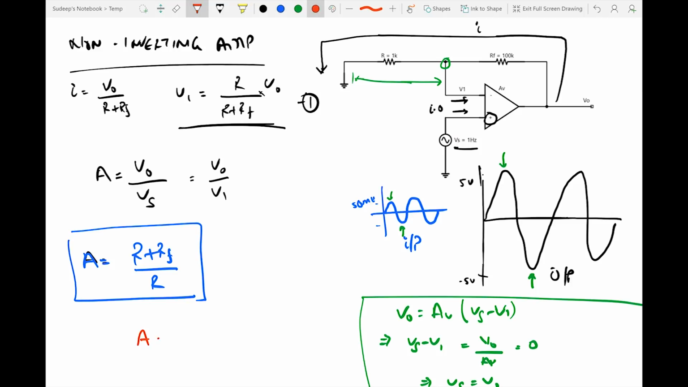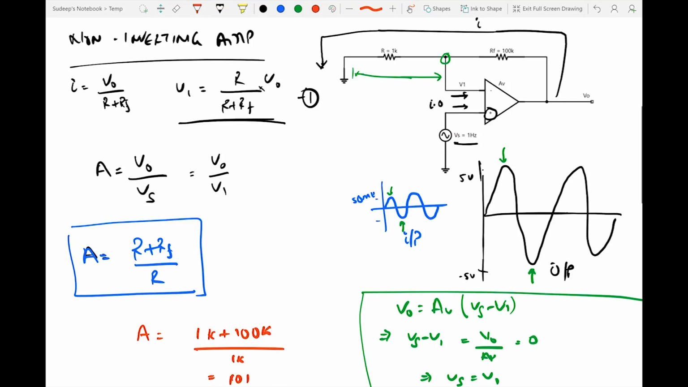In this case, the amplification A would be equal to (1k plus 100k) divided by 1k, which gives us an amplification of 101. We would see this amplification value of 101 being correct in our simulation circuit. So let's go to the simulation.